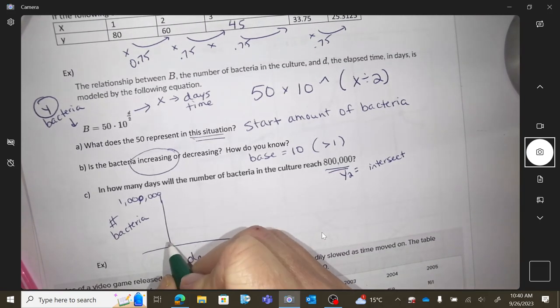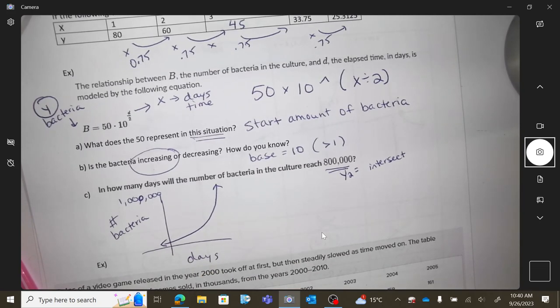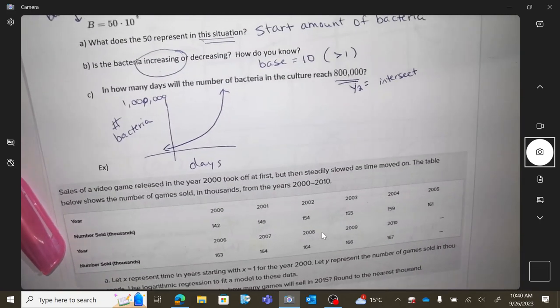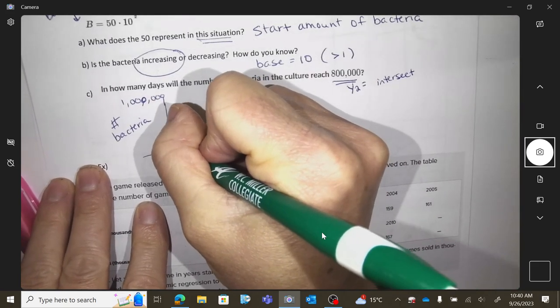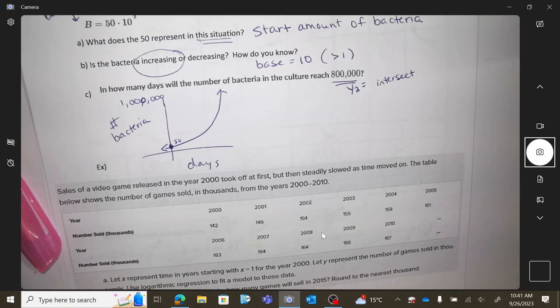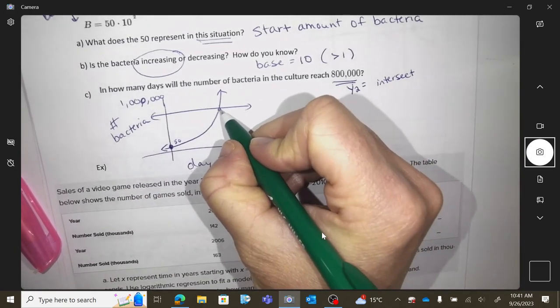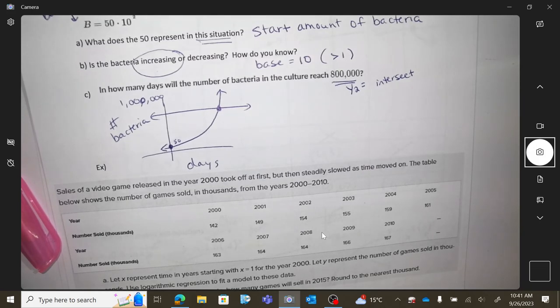Okay, so do you understand that this is the concept of the graph? We started here with 50 bacteria times 10. So on the second day, you had 500, times 10, then you had 5,000. Do you see how fast it's going to grow? So then we decided we had a Y value. So intersect, everybody's doing that.